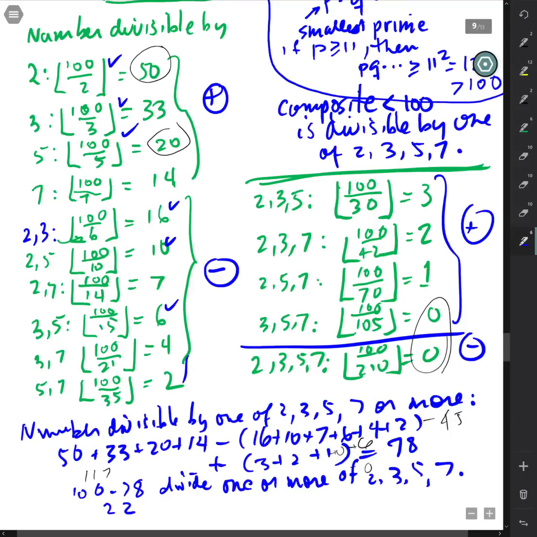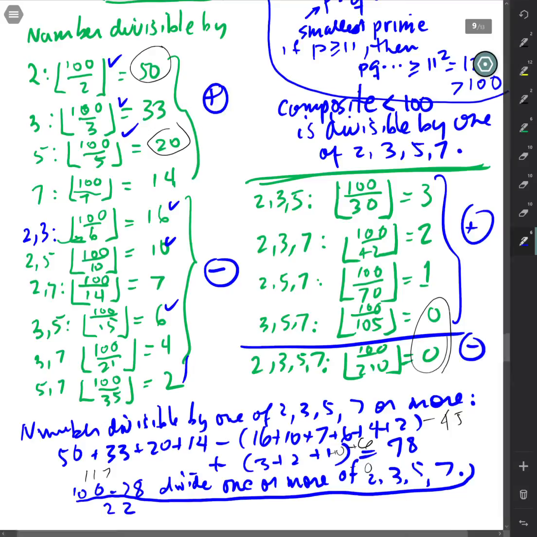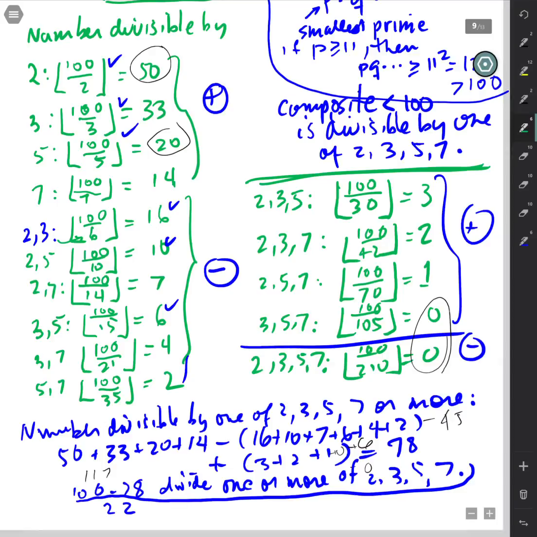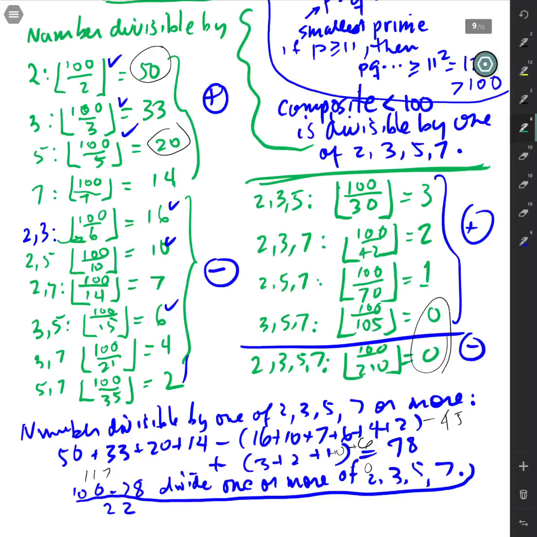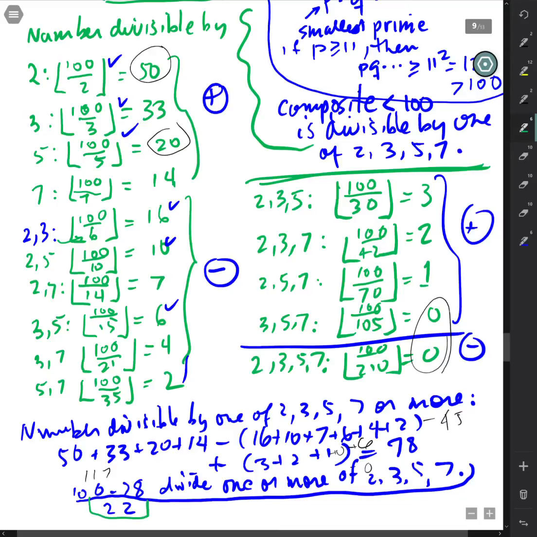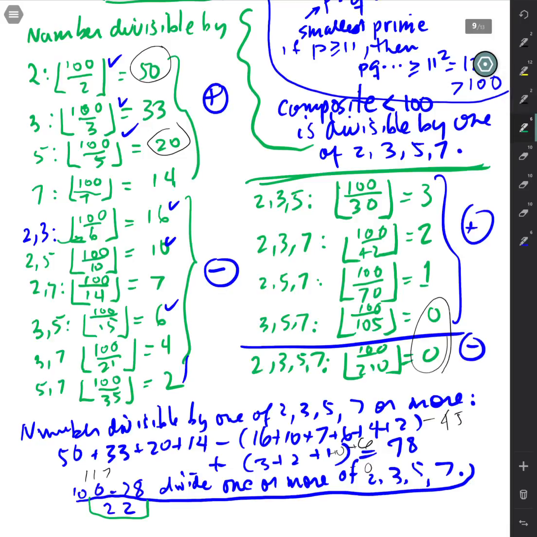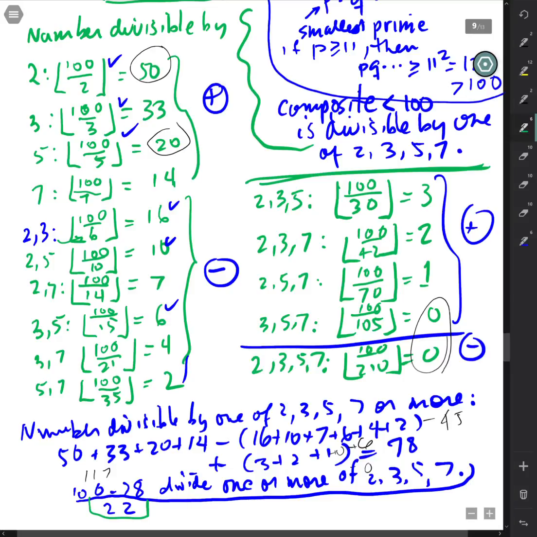Now what are those 22 numbers? Well, they're the numbers not divisible by 2, 3, 5, and 7, but by our analysis up above here, if a number is composite, product of 2 or more primes, it has to be divisible by one of those. So this includes all the primes other than 2, 3, 5, and 7, but it also includes 1, because 1 is not divisible by any of 2, 3, 5, and 7.